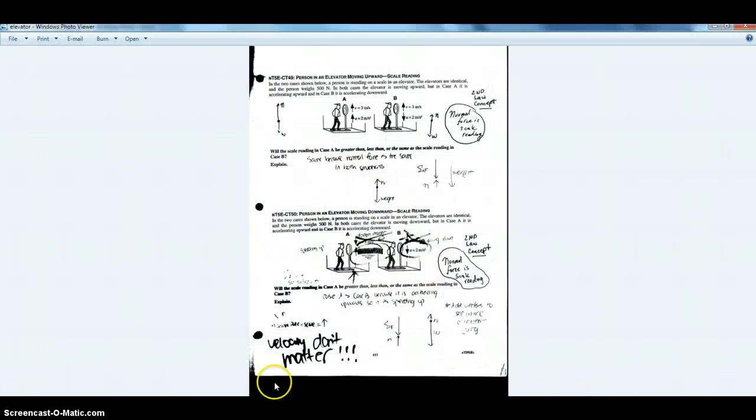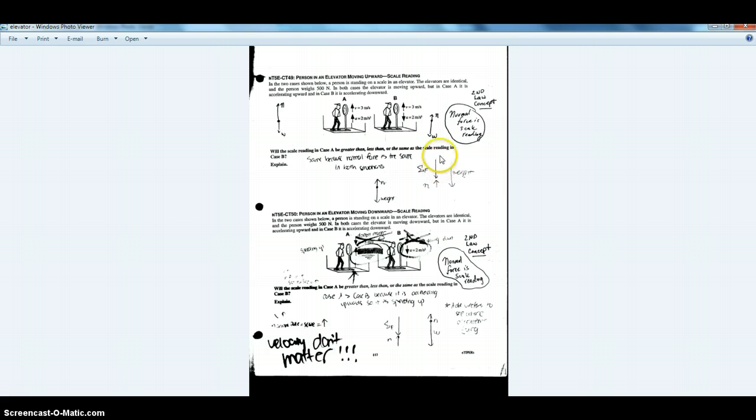Now, moving on to elevators. This is worksheet NT5E-CT49. Person in an elevator moving upward. Okay, so in 2 cases, person is in an elevator. So we have 2 identical elevators. Person weighs 500 newtons. Elevator is moving upward, but in case A, it is accelerating upward. Okay, that does not matter if it is accelerating upward or downward. Will the scale reading in case A be greater than, less than, or the same as case B? I think same because the normal force is the same in both situations.